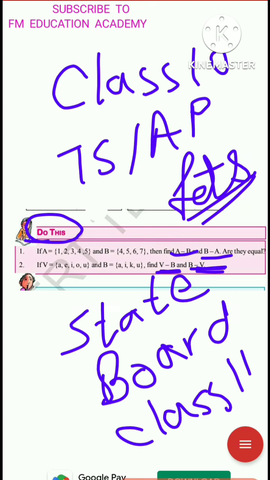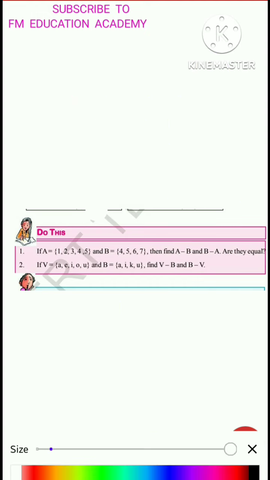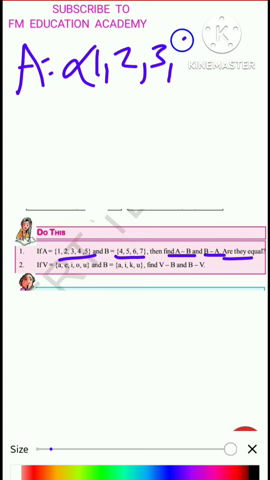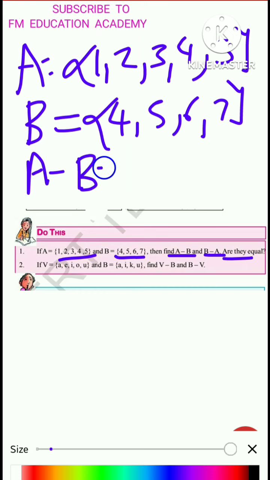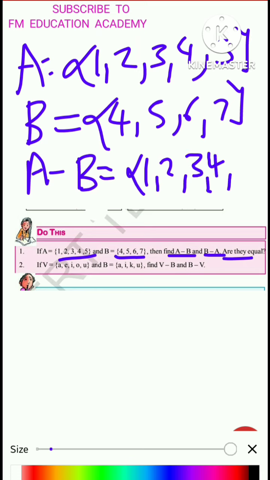So let's start. In the first question, it is telling: if A is equal to {1, 2, 3, 4, 5} and B is equal to {4 up to 7}, then find A minus B and B minus A, and it is asking whether they are equal or not. So A is given as {1, 2, 3, 4, 5} and B is given as {4, 5, 6, 7}, and I have to find A minus B. So it is nothing but {1, 2, 3, 4, 5} minus the B elements. What are the B elements?